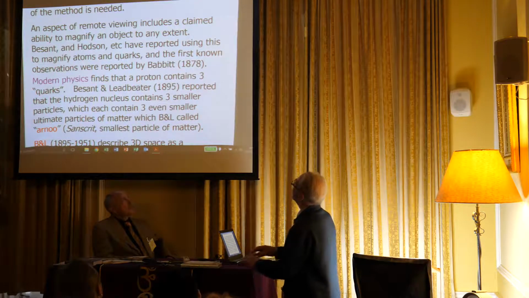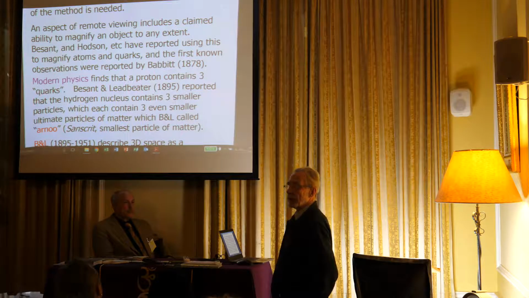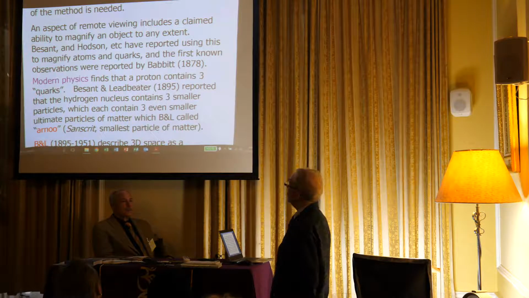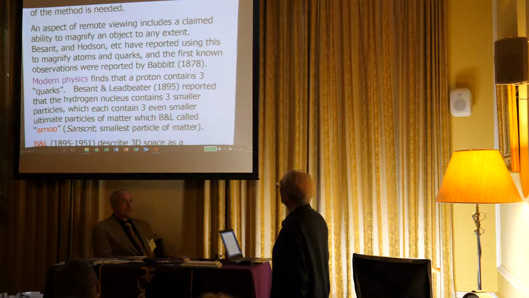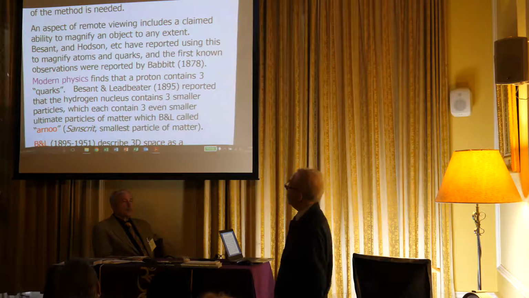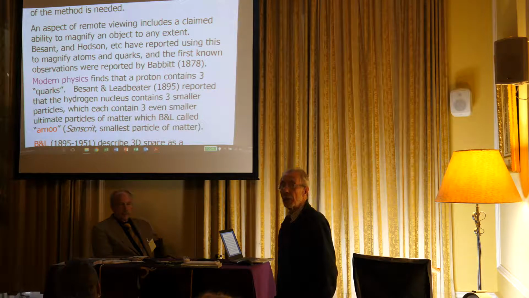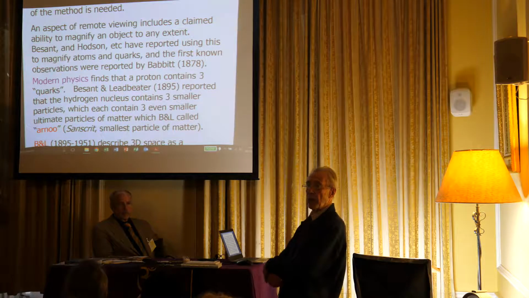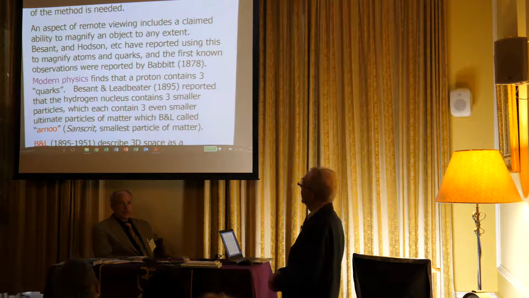Now, they can magnify to any extent at all. They can magnify right down to things like a meson, extremely small particles, and see them in sharp focus, according to their book. And they got down as far as seeing the smallest particle of matter. In Sanskrit, this is called Anu, and there are 3 of these in, well, now let me go back a step. Modern physics finds that a proton contains 3 quarks. That's the modern physics name, 3 quarks. They can just about determine that a proton contains 3 quarks. A proton is the H nucleus, the nucleus of the hydrogen atom.